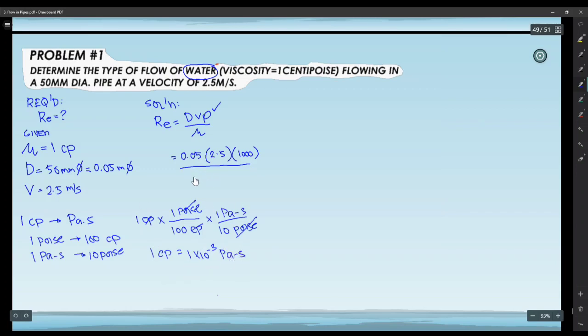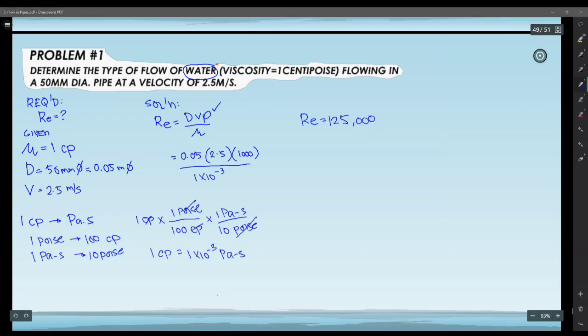Okay? So after that, pwede na natin siyang ilagay dito, yung 1 times 10 to the negative 3 Pascal seconds, since alam natin yung Pascal is equivalent to Newton per meter squared. Okay, so masasatisfy natin yung unit, so maa-cancel yung mga units natin. And alam naman natin na yung Reynolds number is unitless. Okay, so pindutin lang po natin sa calculator, sabay-sabay natin pindutin. So 0.05 times 2.5 times 1,000 divided by 1 times 10 to the negative 3, or the answer is equivalent to 125,000.